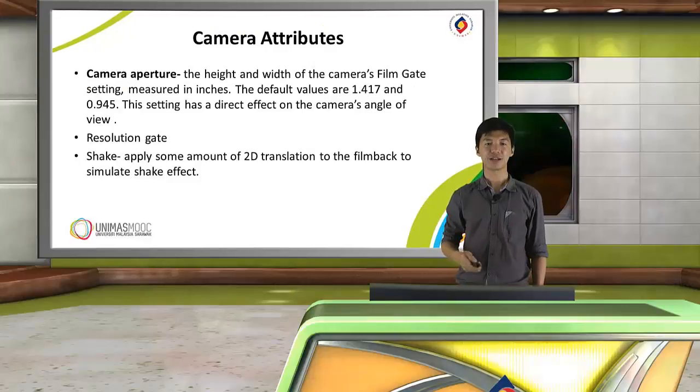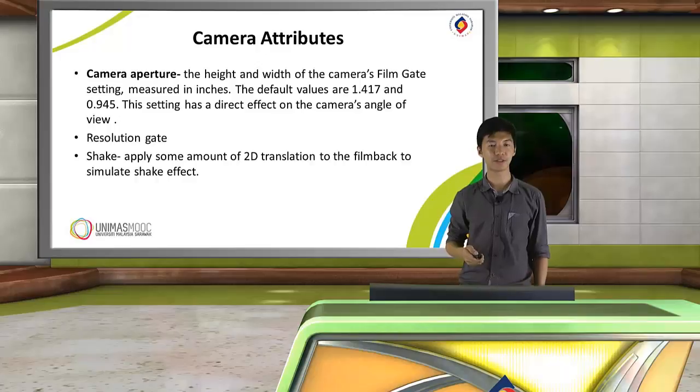Camera attributes. Camera aperture. The height and width of the camera's film gauge setting, measured in inches. The default values are 1.417 and 0.945. This setting has a direct effect on the camera's angle of view. Apart from the camera aperture, the other camera attributes are resolution gauge, shape, safe action, safe title area, camera movement, and framing of camera.